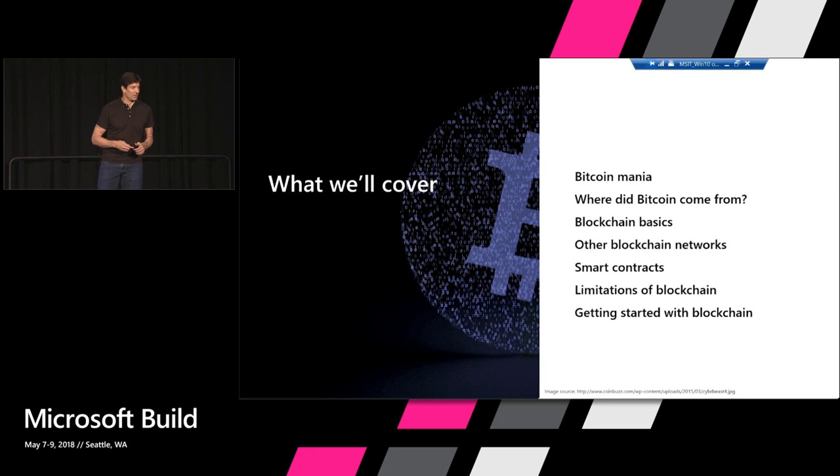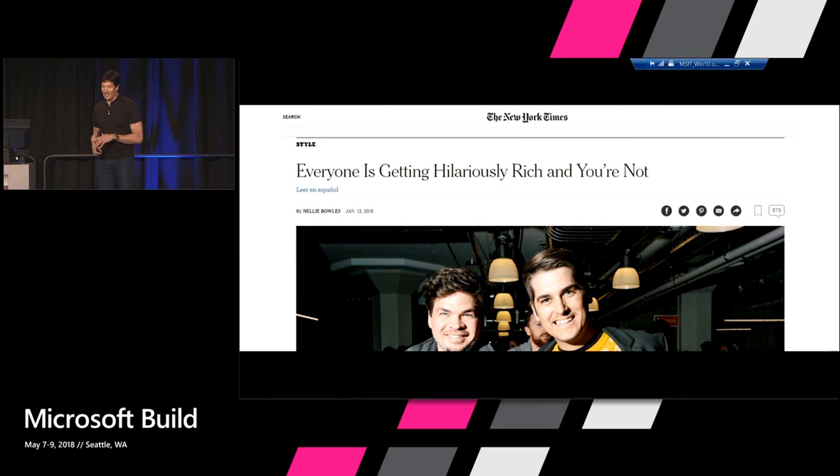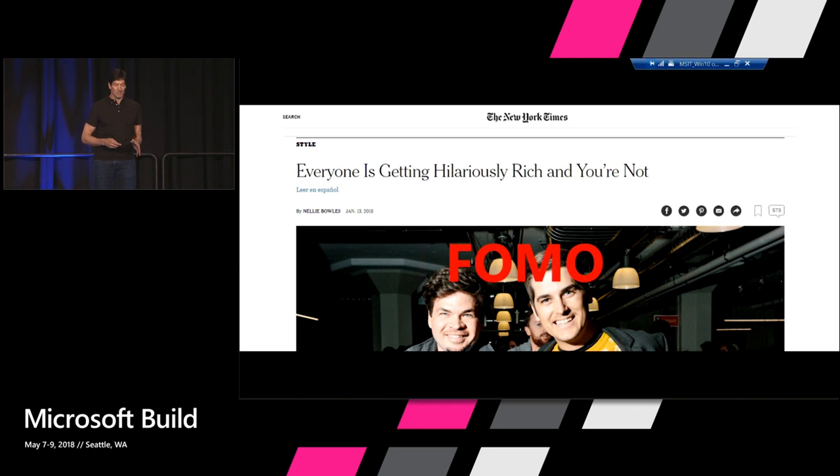So this is what you've probably been seeing. It's an article headline from the New York Times. Everybody else is getting rich and you're not because you don't own Bitcoin. And you probably heard your neighbors talk about it, your kids talk about it. I've got friends whose kids are saying that they're going to retire because they're making all this money off cryptocurrency, so they don't need to go to college. And so this is really causing this big, this is a new word I've learned, FOMO. This is causing this FOMO effect.